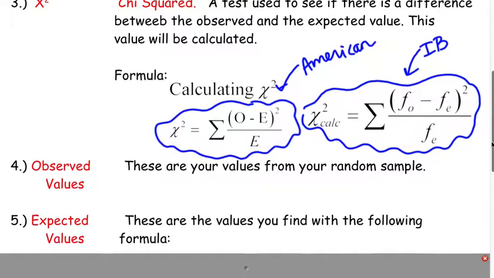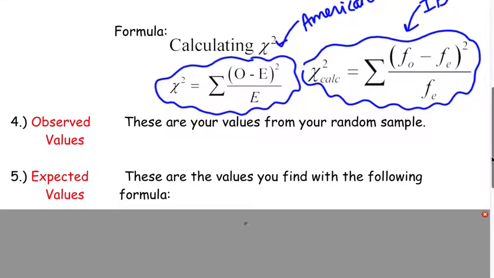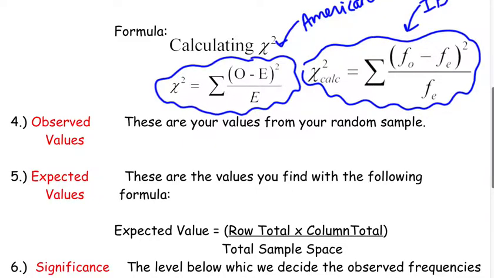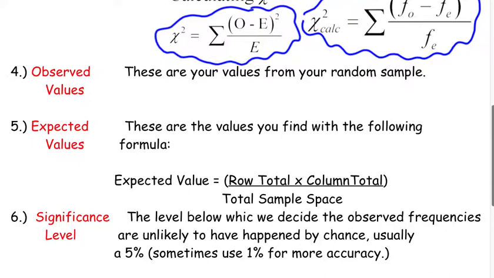Then we have 2 more definitions, the observed values. So let's pretend you go out and you collect data. Those observed values are your sample. Then what's expected, we're going to calculate what should happen. And make sure definitely that you write down this equation right here. It's taking the row total times the column total and divided by the sample space.